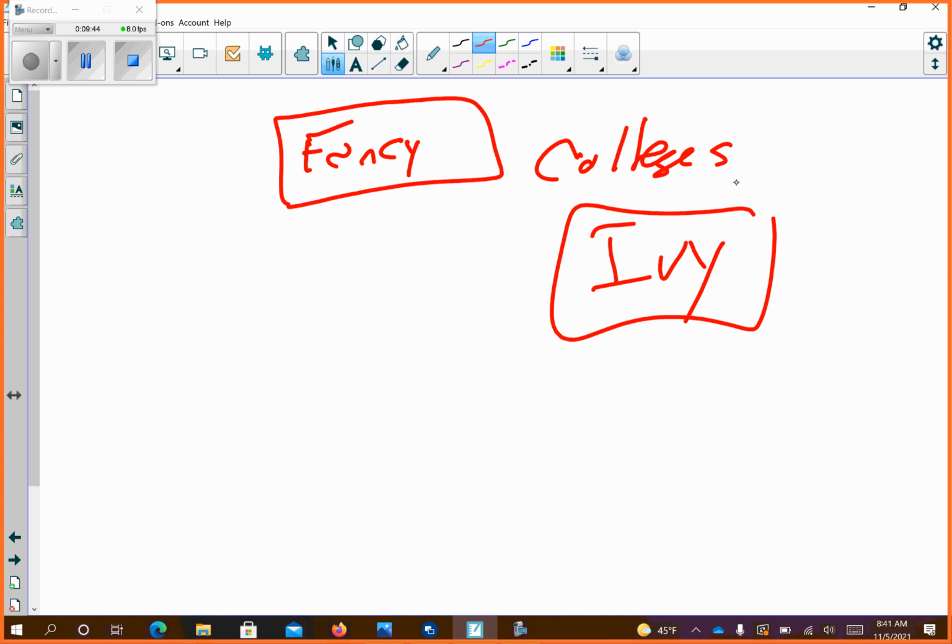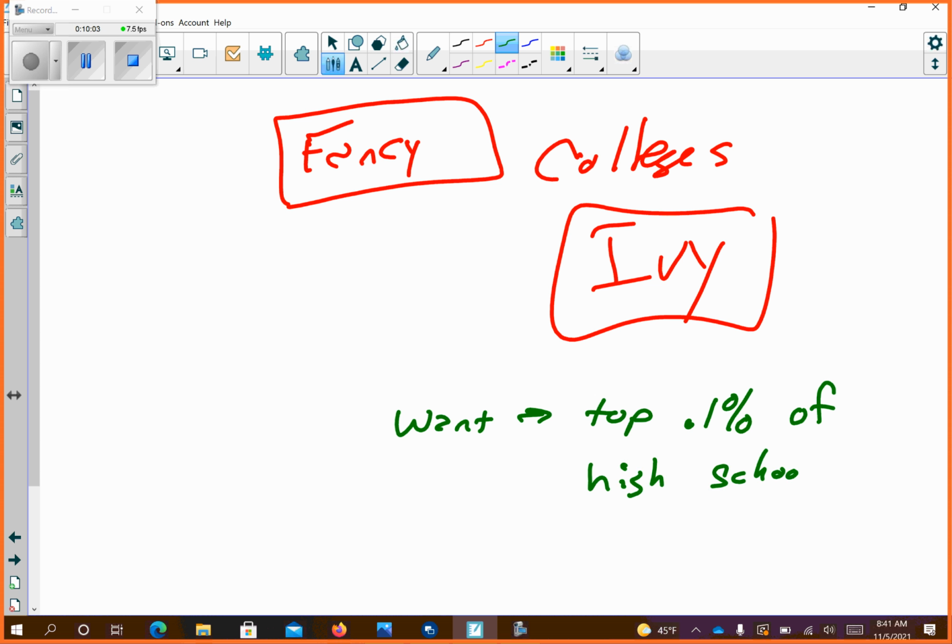Okay, so Ivy League schools are actually private schools, but they are an elite amount. The Ivy League schools want the top 0.1% of high school graduates. Now it might be a little different than that, but when I was in school, you're talking about a really small population out here.